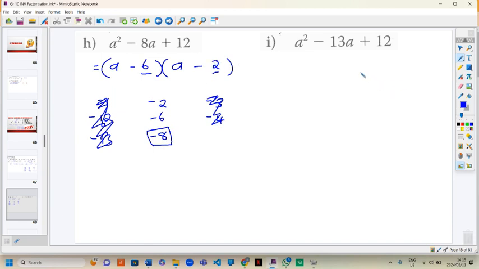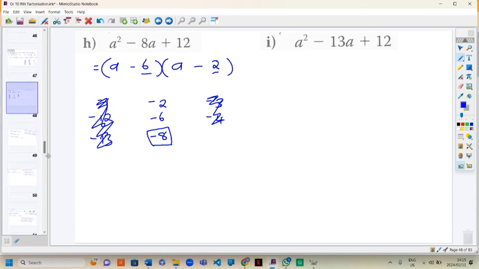Alright, let's move on. Let's look at this example here. First thing I always look at is whether there's a common factor. Is there a common factor there? No, there's no common factor. So I can begin opening up my brackets. I see that this is a positive. So what does that mean? Signs are either positive, positive, or negative, negative. Which combination am I going to use? The negative, because my second term is negative. Do you guys see that? So I've got negative and negative.